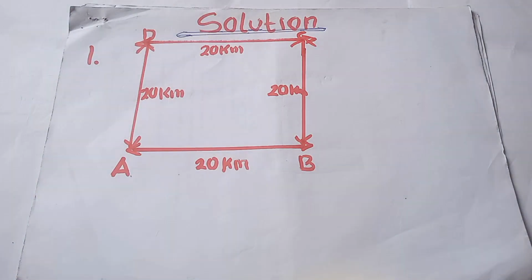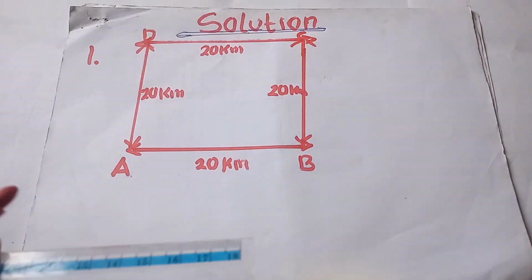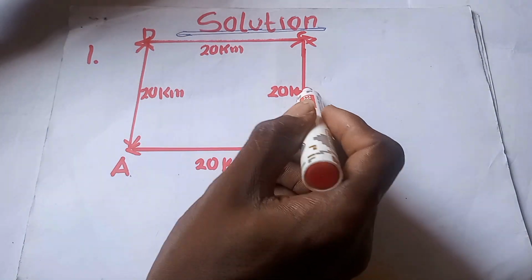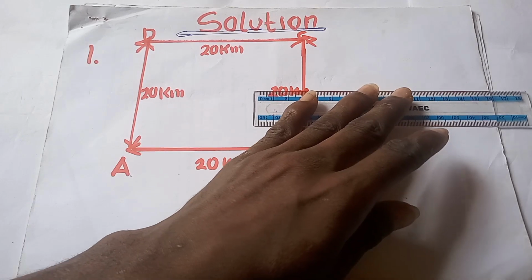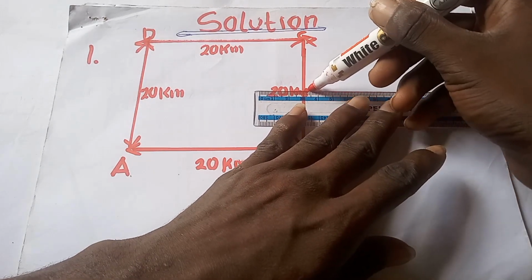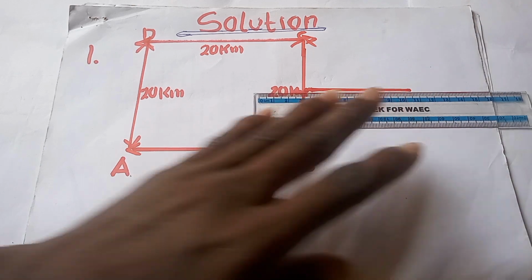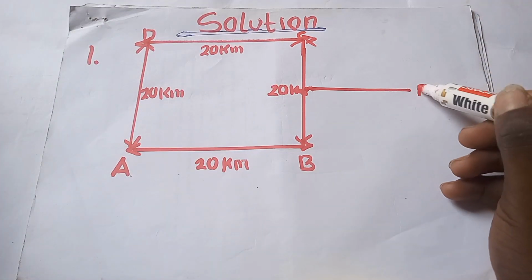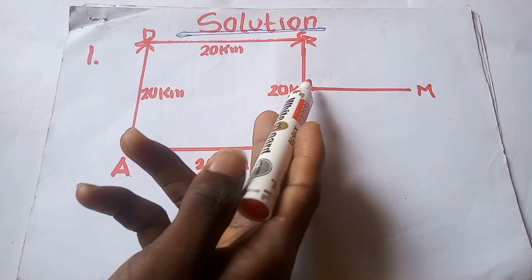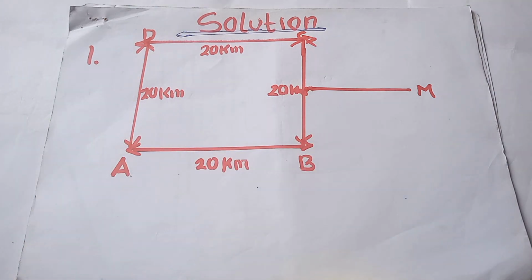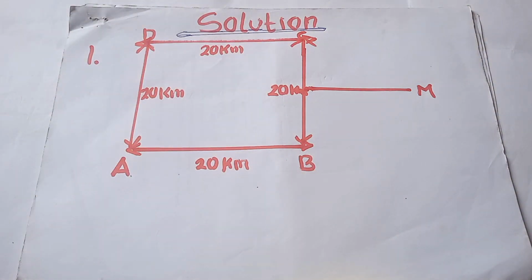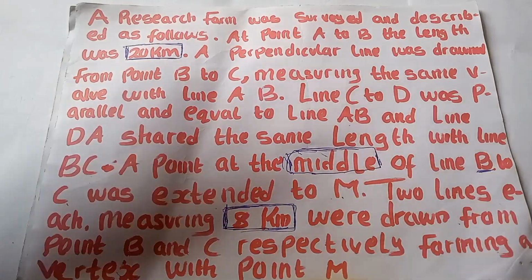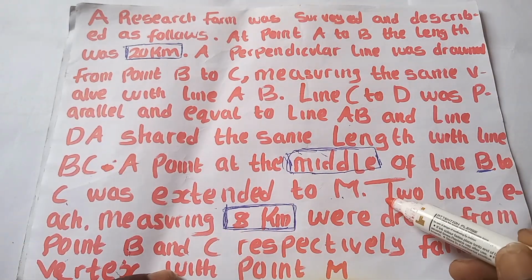Now, if I want to interpret that, I know that this is my B and this is my C. So, a point at the middle of line B to C, it will be like the middle of the line is extended to M. So I will have something like from this point to this point. Let me call this point M. Have you not seen? This is the middle of the line. So a point at the middle of line B and C, this is the middle, is extended to M. So let's go back to our question. We are not finished with the question. So we stop at here.